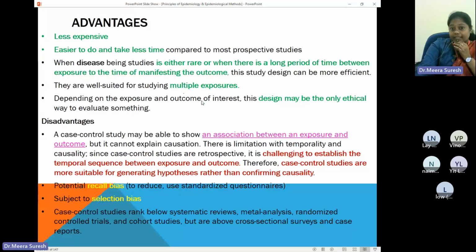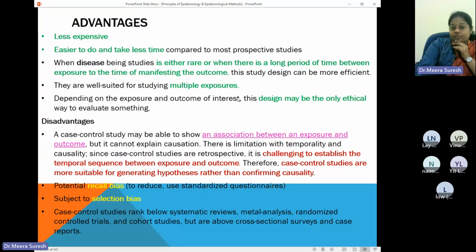Here we can study multiple exposures, as I told you, because we have the cases, we can put the questionnaire anyway, and we can add any question. So we can learn a lot of exposures, like in the case of lung cancer, not just smoking, but many other factors I already discussed.